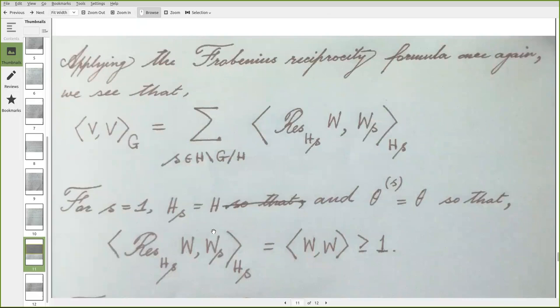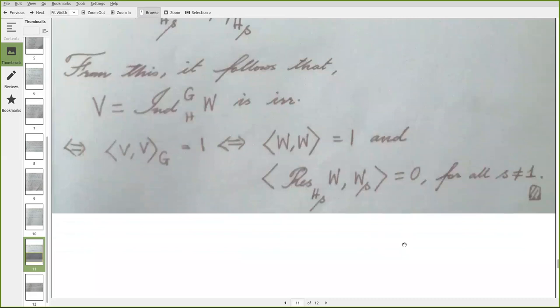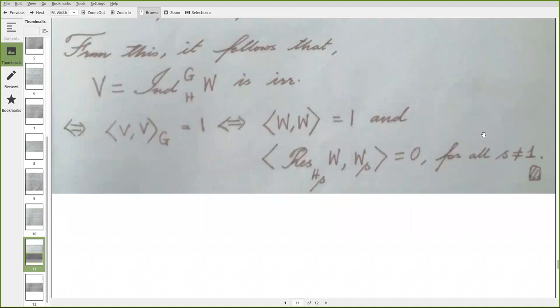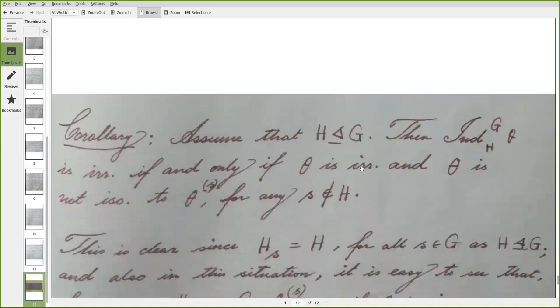So here we have already seen that on the right hand side there is one term which is at least one, and there are other terms. Now if the left hand side becomes one, then it forces the term which was at least one to be exactly one, and everything else is zero. That just shows this and this. Exactly the first one means that theta is irreducible, that is condition A, and this is nothing but condition B. So the irreducibility criterion due to Mackey is now over.